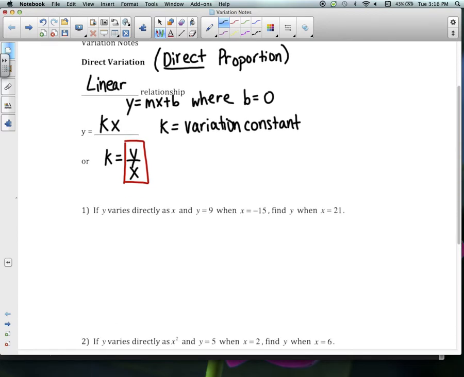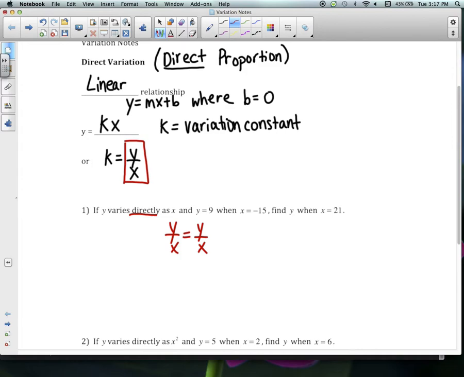So the key that we're looking for in the wording in these is it says if y varies directly as x. So you want to underline that. That means we're going to be looking at direct variation. So what we're going to be doing is we're going to be setting up a proportion, y over x equals y over x. And then we're going to plug into that proportion. Now be careful because sometimes the variables might be squared or cubed or something like that.